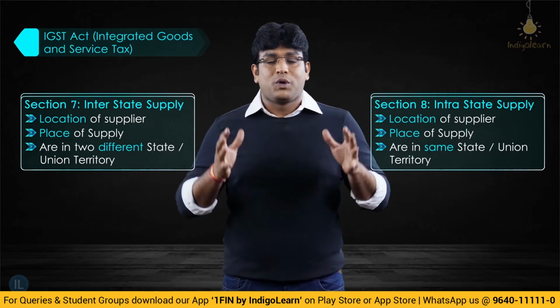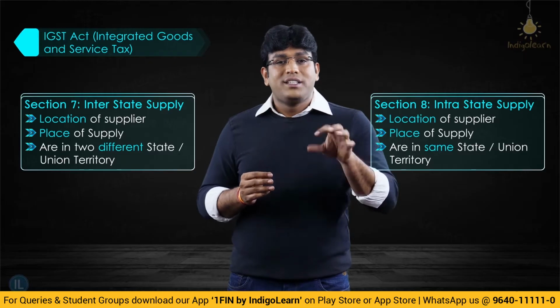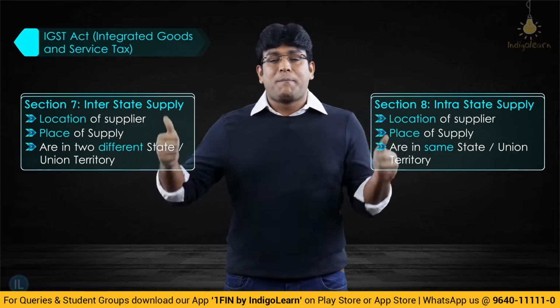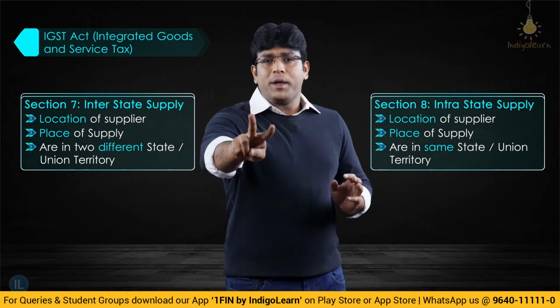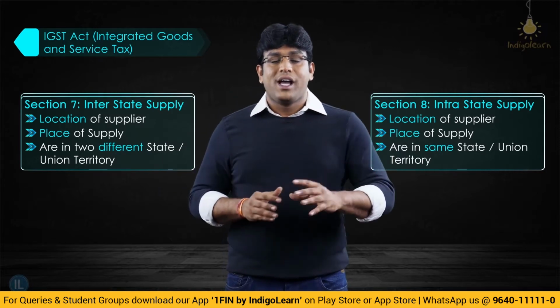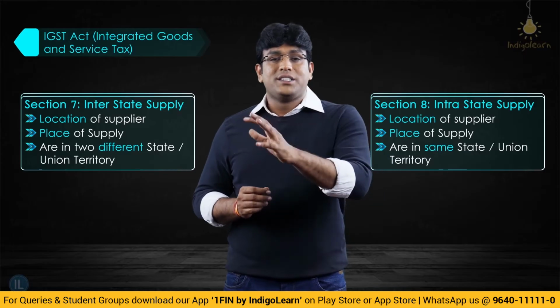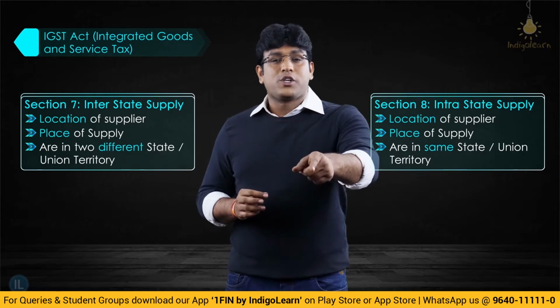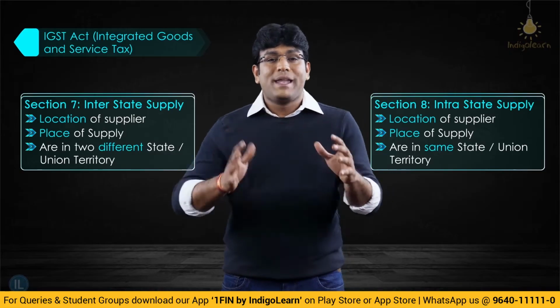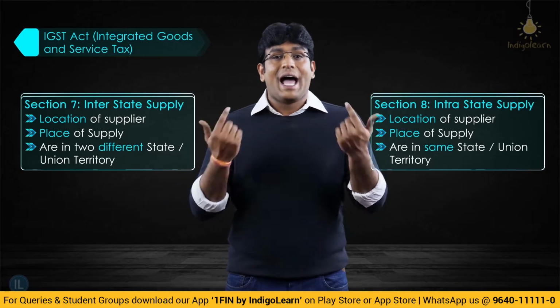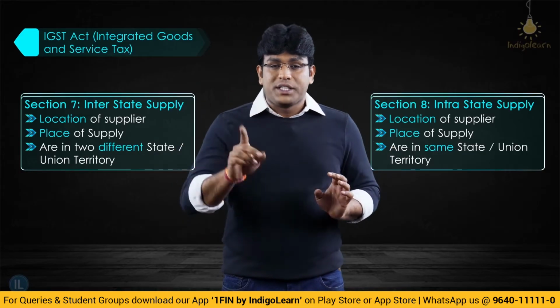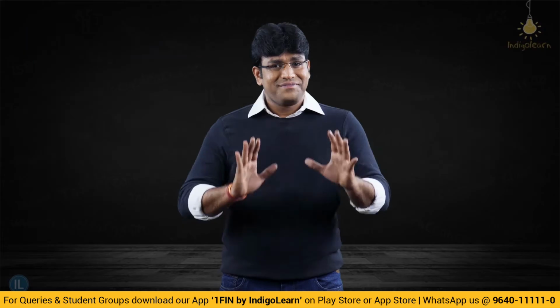So one point you have to clearly understand is that we should not decide whether it is intra or inter based on the location of supplier and recipient. There are two important parameters to decide whether it is intrastate supply or interstate supply. Number one, location of supplier. Number two, place of supply. That is why I always say that place of supply is an integral element to determine the type of supply. Clear?